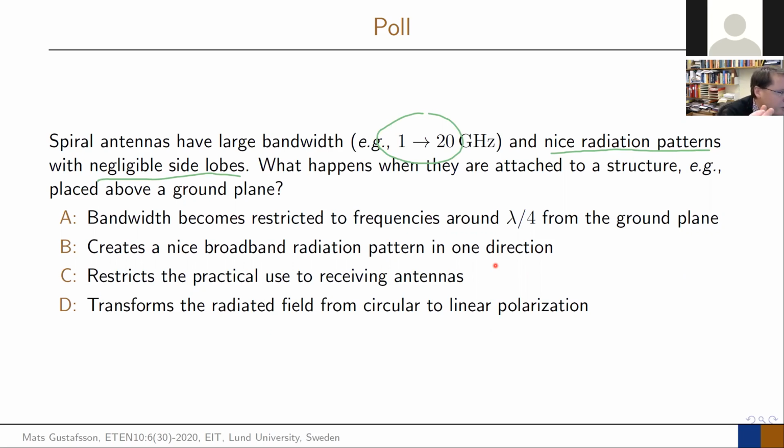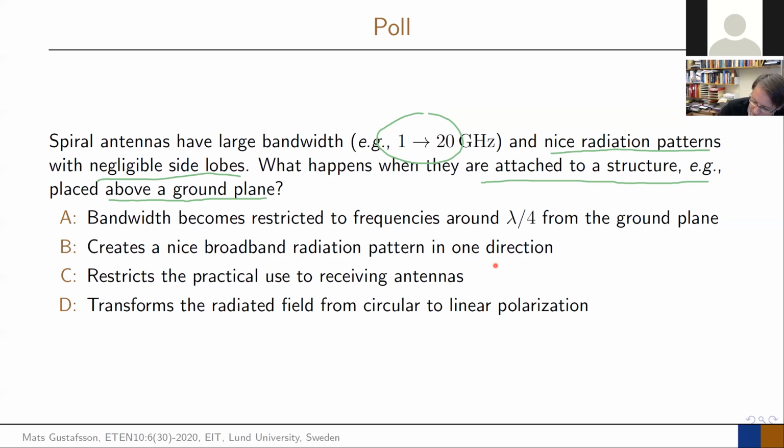A really tricky thing now comes in, and that is that you have your spiral antenna, and you of course need to put it on something. So what happens here when they are attached to a structure? For example, you place them above a ground plane. You need to put them on a base station, on an airplane or a car. So we'll make a new poll of these ones.